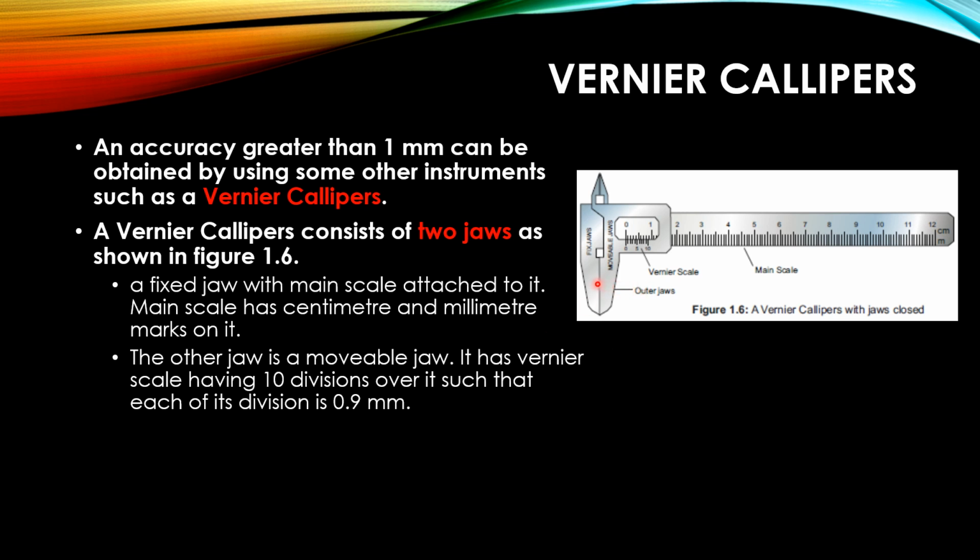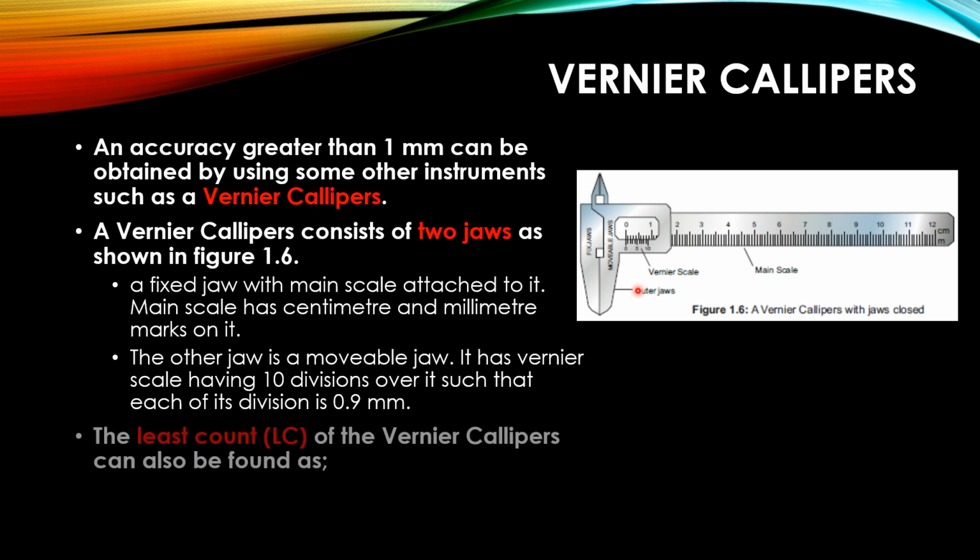Now let's discuss the construction of vernier caliper. It has two jaws, one is fixed and the other is movable. It has two scales. This scale is called the main scale. It is just like a ruler starting from 0 and ending at 12 centimeter. Between two big divisions there are 10 small divisions, each representing 1 millimeter. Coming to the vernier scale, it has 10 divisions and each of its divisions is 0.9 millimeter.